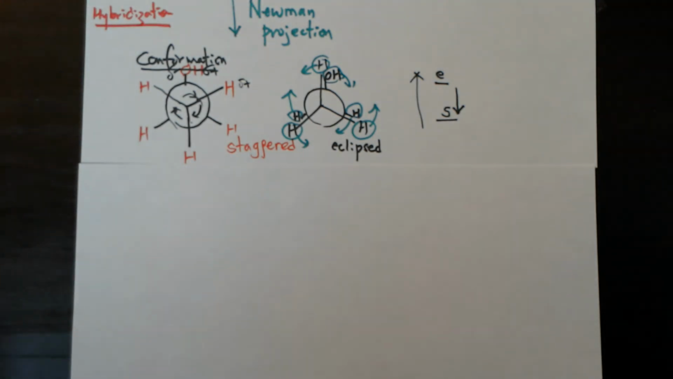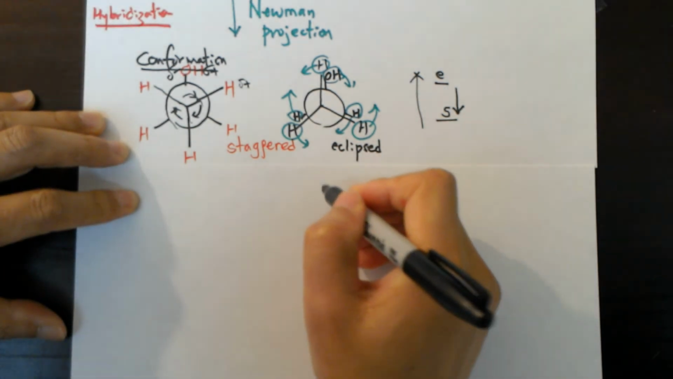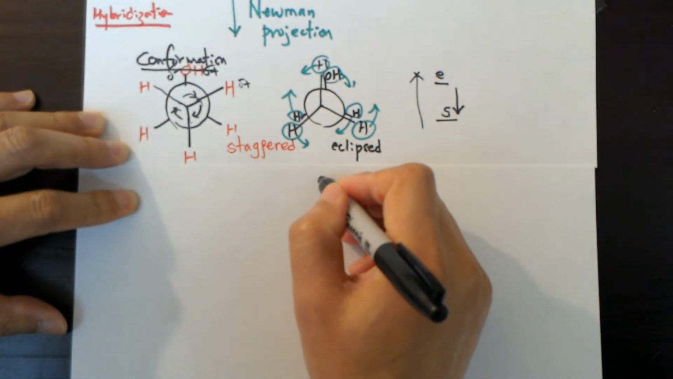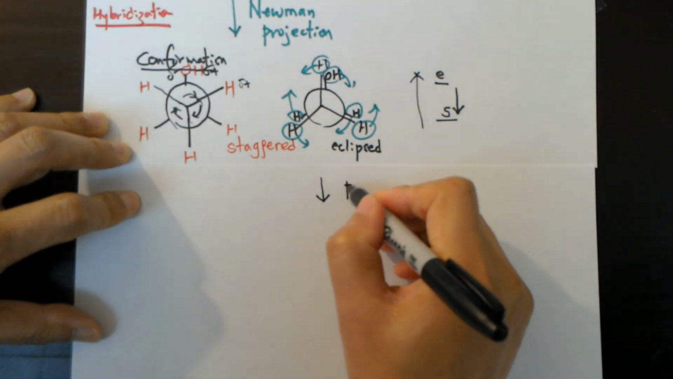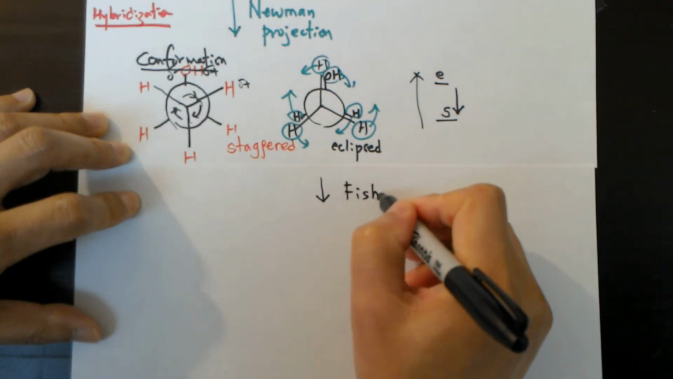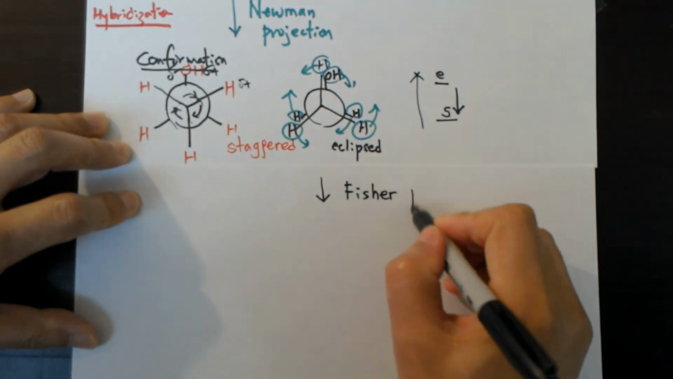Okay, so there is a way of drawing a molecule differently. That's Fischer projection.